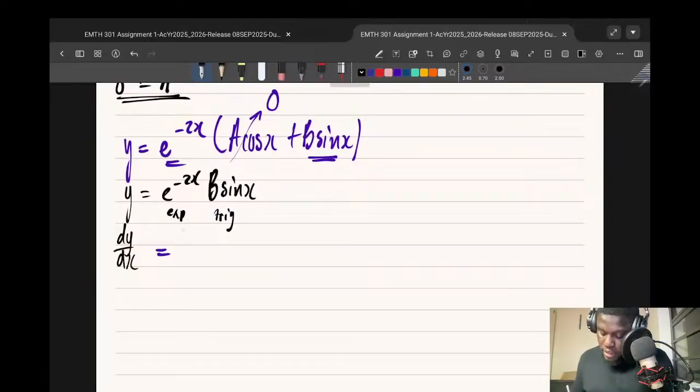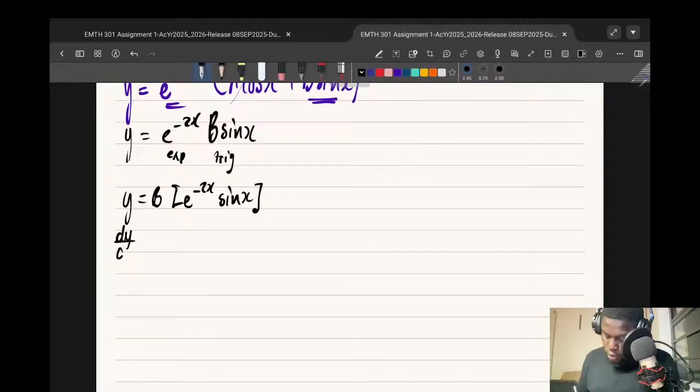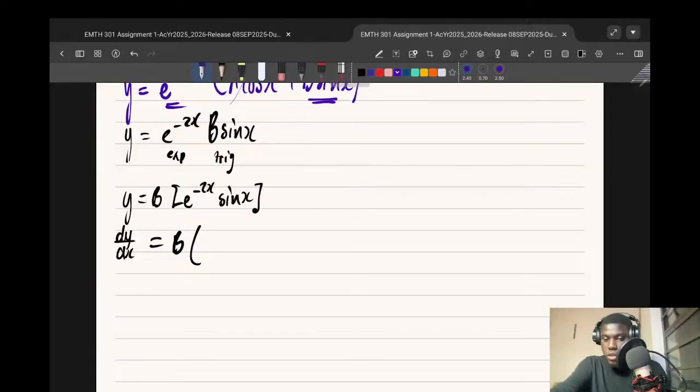Product rule says bring the second one. Remember, b is a constant, so we can put b outside to first try to say y is equal to b is going to be outside. We have here e to the negative 2x times sine x. This is what we actually have. So we can say our dy dx, because b is multiplying, it will not go anywhere. The things that go are constants that add or subtract. This b is a constant that is multiplying, so it doesn't go anywhere.